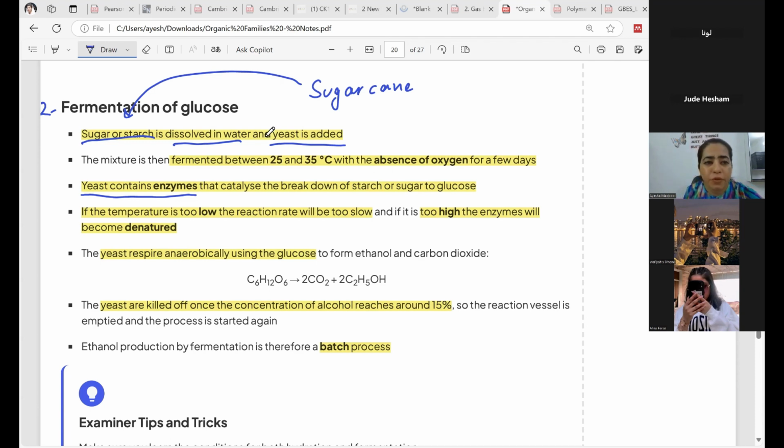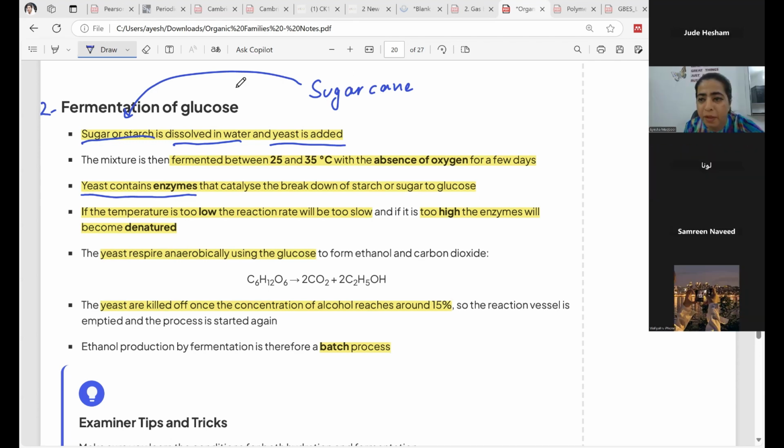Okay, right. So let's come back to the topic. Basically, we are going to collect the sugar or starch from the sugar cane. We are going to dissolve it in water in the presence of yeast enzyme. Yeast enzyme is going to catalyze, means speed up the reaction, which is the breaking down of the starch or sugar into smaller glucose molecules. Because we need this glucose basically to make ethanol. And this reaction we have to do between 25 to 35 degrees Celsius, which is the best temperature for the yeast enzymes to work.